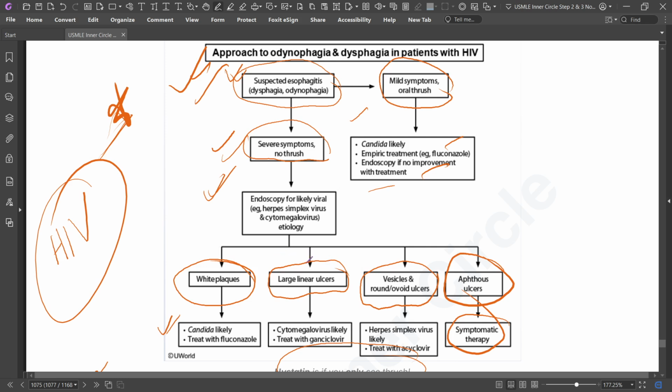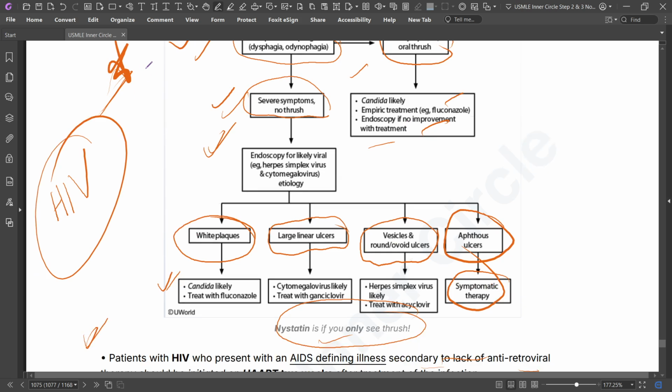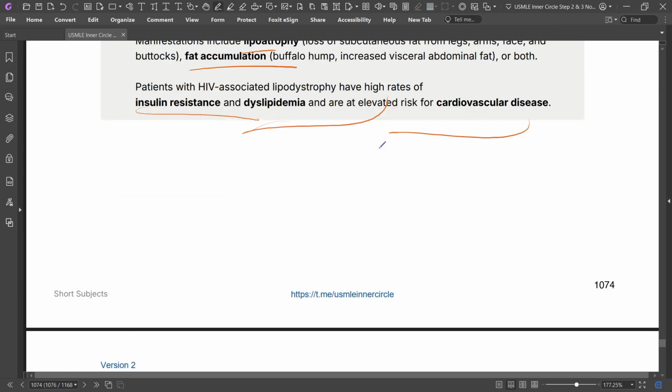If it is a linear ulcer, CMV. If it is vesicles with a punched-out ulcer, it is herpes. If it is white plaque, Candida. And sometimes it comes with aphthous ulcers, where symptomatic treatment is needed.